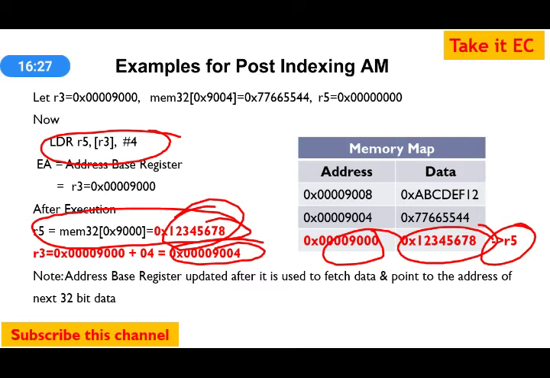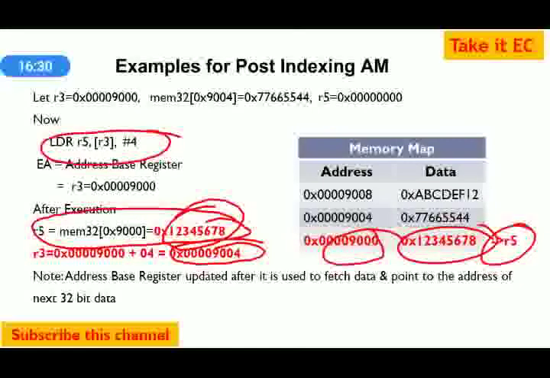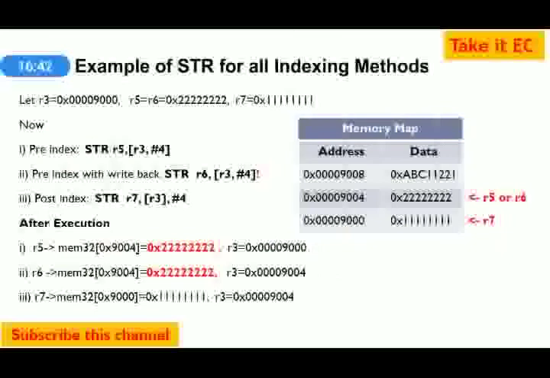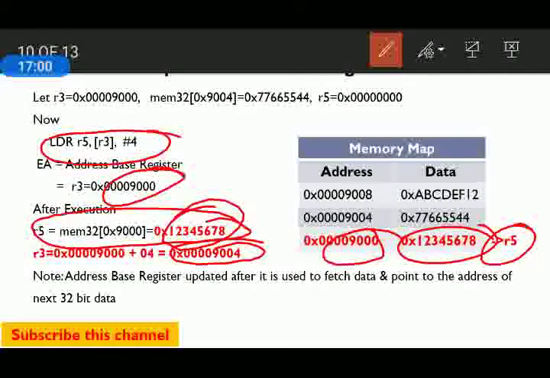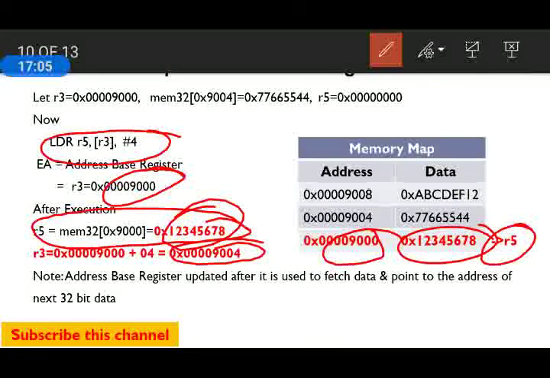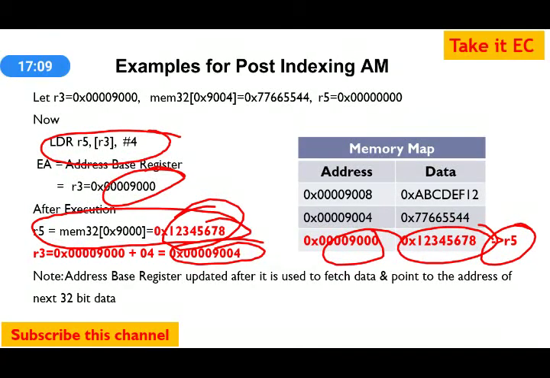So the difference between pre-indexing and post-indexing is that in case of pre-indexing, the effective address is calculated by adding the base address register and the offset value. But here the effective address is taken as only the base address register value, and the base address register value is updated after the use of this base address register. But in case of pre-indexing, the base address register is not updated, but in case of pre-indexing with write back, the base address register is updated. Okay, so this is the difference.